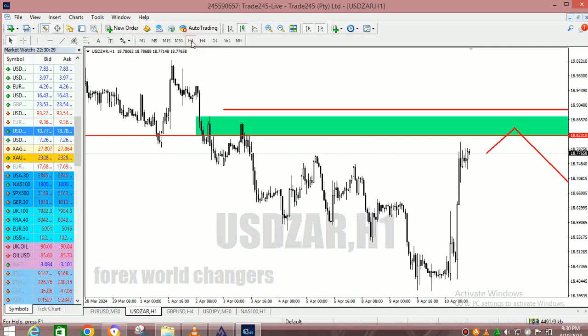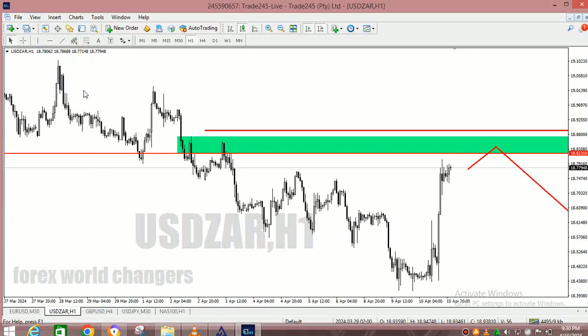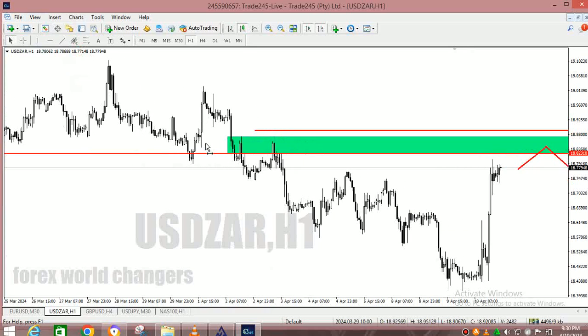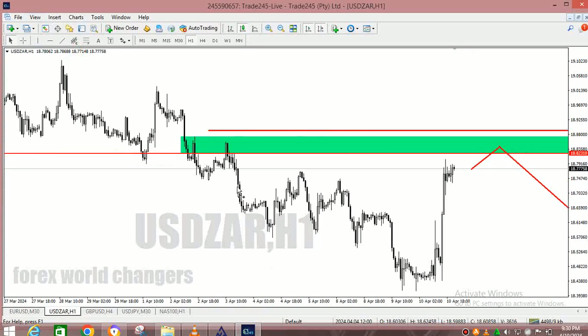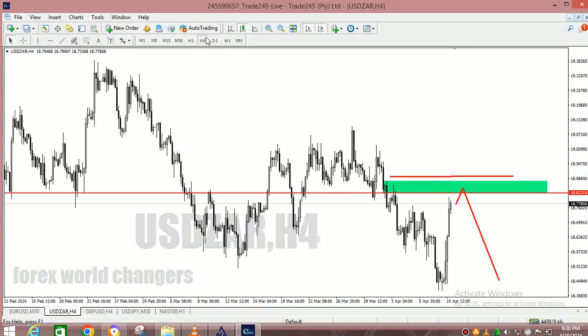If you go on lower time frame, you have this zone. It looks more proper here. But here on 4 hour, it's even nicer. You see the reaction on this horizontal zone. So I'm expecting a sell on the USD the rand, ne?